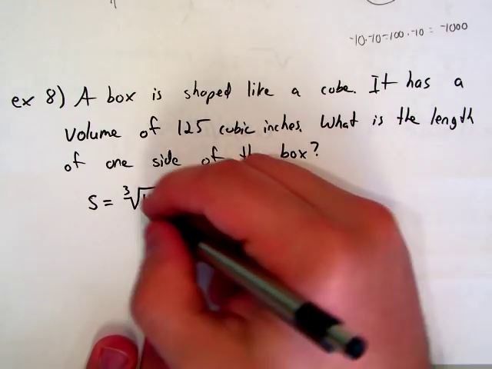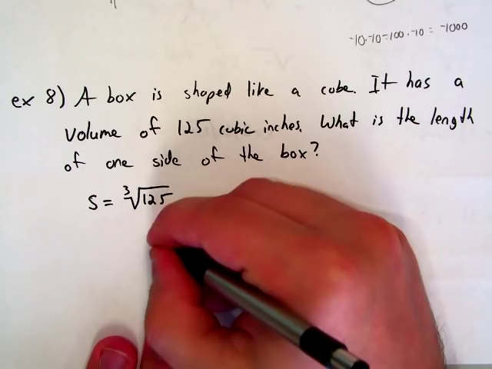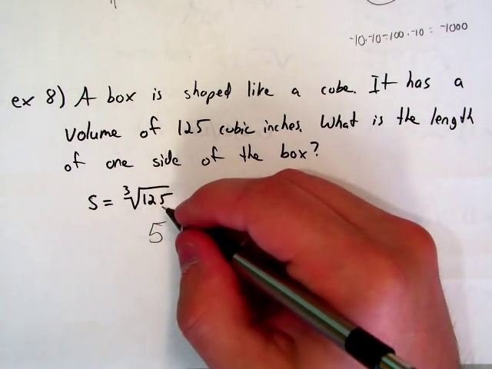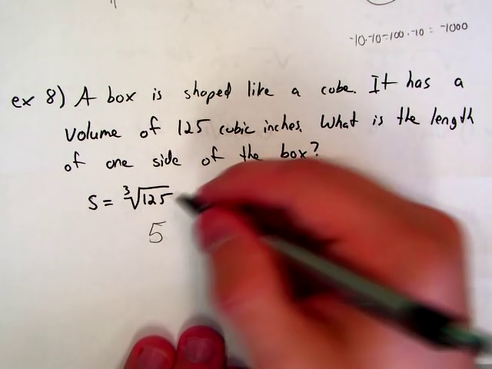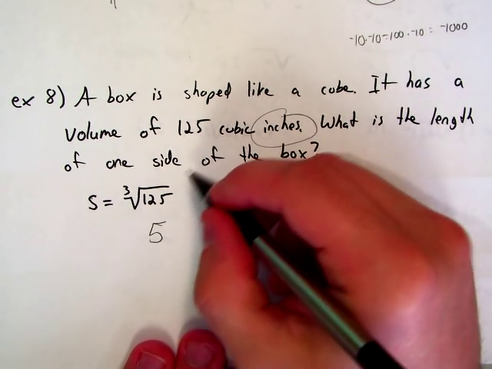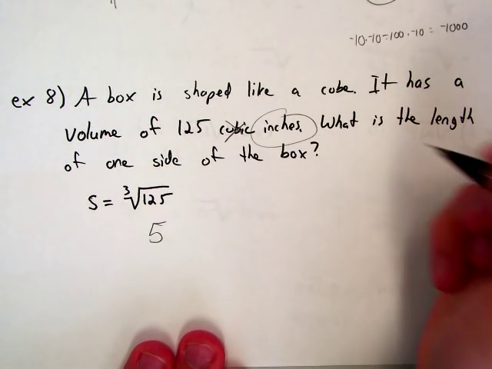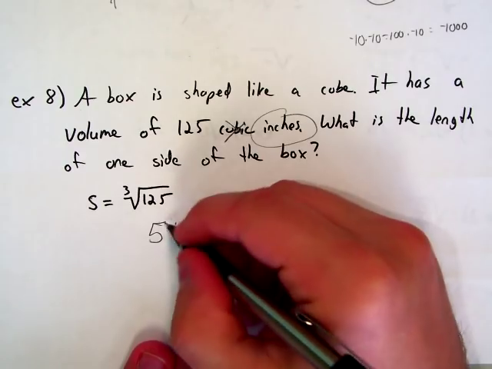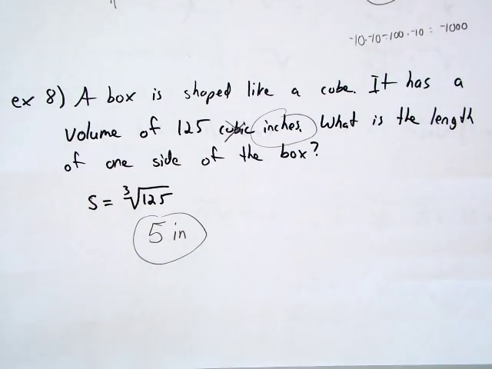Looking on our sheet, the cube root of 125 is 5. 5 times 5 is 25, times another 5 is 125. And we have to include units now. Because we took the cube root, we get rid of this cubic part. So the length of one side of the box is simply 5 inches.